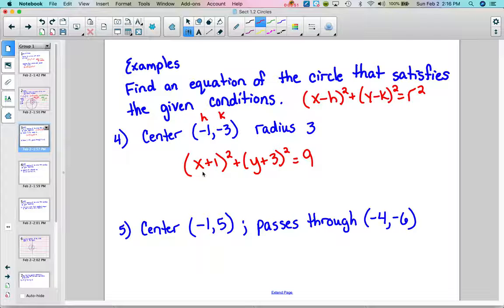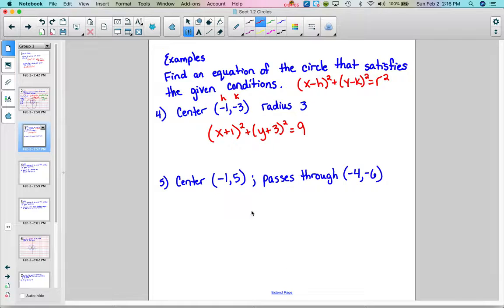Okay, so we have x plus 1. Those are going to change signs since it's x minus h. It's x minus a -1, and y minus a -3. So we get our equation. And on the next problem.